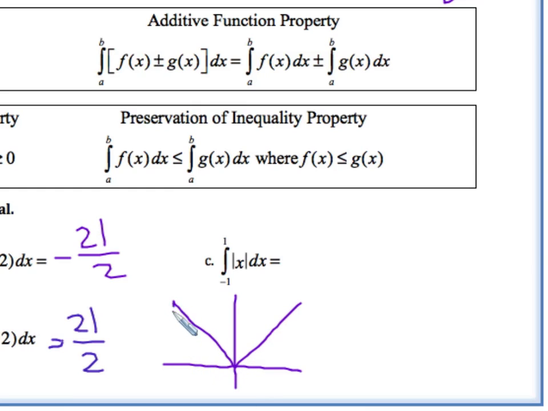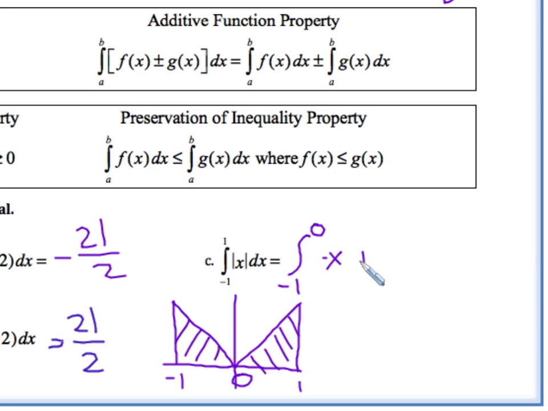And if we want to go from -1 all the way up to 1, okay, so this is a geometric shape that we don't understand what to do with. But if we were to split this into two geometric shapes, we could see that we have two triangles here. And so what we're really going to do here is split up this integral using the additive function property. And so we're going to write this as -1 to 0, okay, and then this function right here is -x.